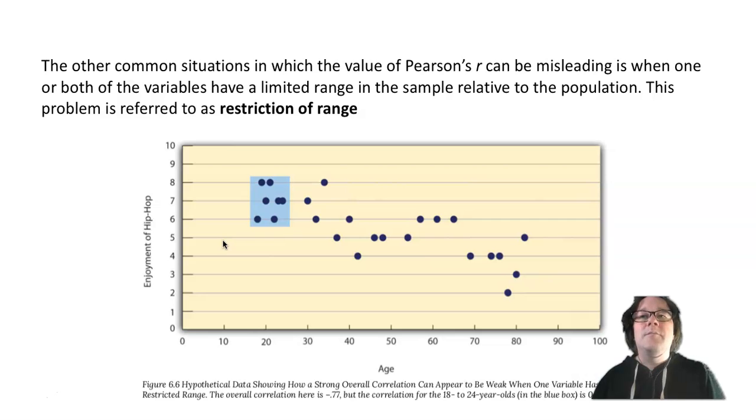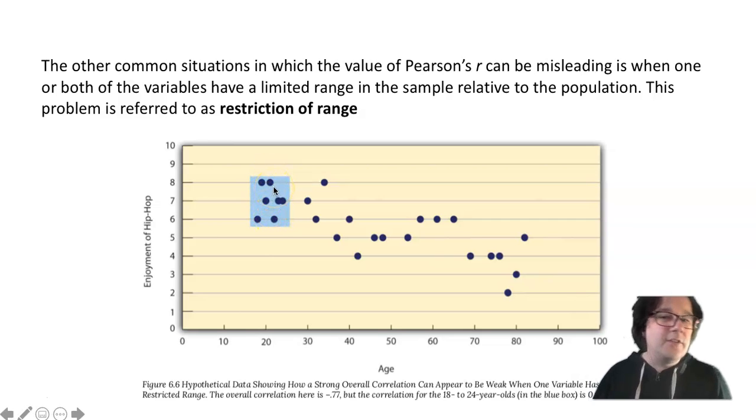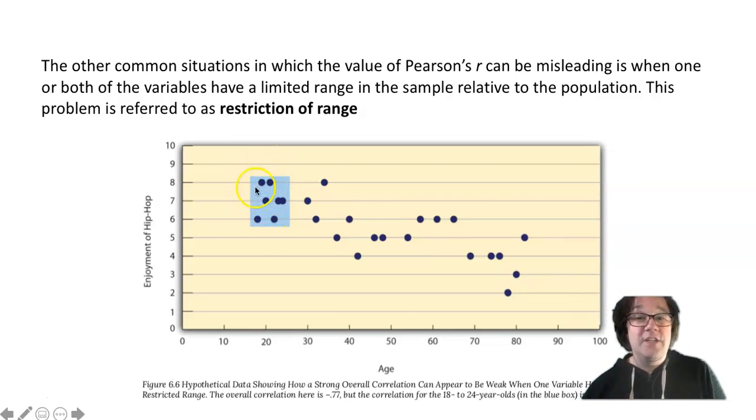So I'm just taking a look here. It says the hypothetical data showing how a strong overall correlation can appear to be weak when one variable has a restricted range. So the overall correlation here is negative 0.77, but the correlation for the 18 to 24-year-olds is 0, right? So if we were to take a look at just this age group of 18 to 24-year-olds, I was close, I said 15 to 25-year-olds, yeah, it doesn't look like there's any correlation going on here, right? It looks kind of flat.